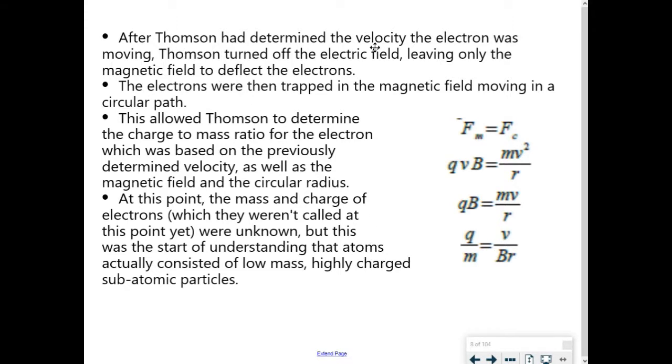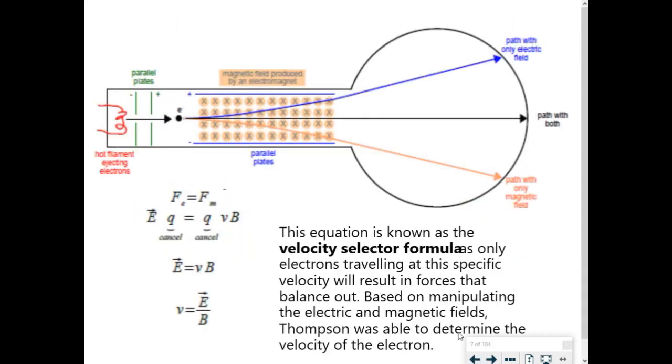After Thomson had determined the velocity these electrons were moving, he then turned off his electric field. And so that meant that he only had the magnetic field. What would happen if I go back in this diagram right here? What would happen if you were to turn off the electric field? Well, the magnetic field would deflect them downwards. But what would happen in a magnetic field is it would eventually make them start turning in a circle.